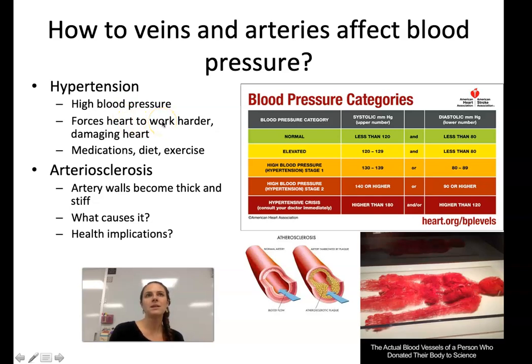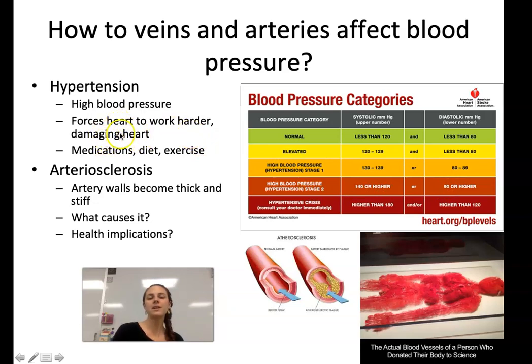You can imagine, for instance, if you had a hose that was spraying out water and you squeezed the hose, or maybe you put your thumb over the top of the hose, the water is going to have to work harder to get out, and it's going to come out faster because of that extra pressure you're applying. So high blood pressure can be dangerous for your heart. It can be damaging to your heart.